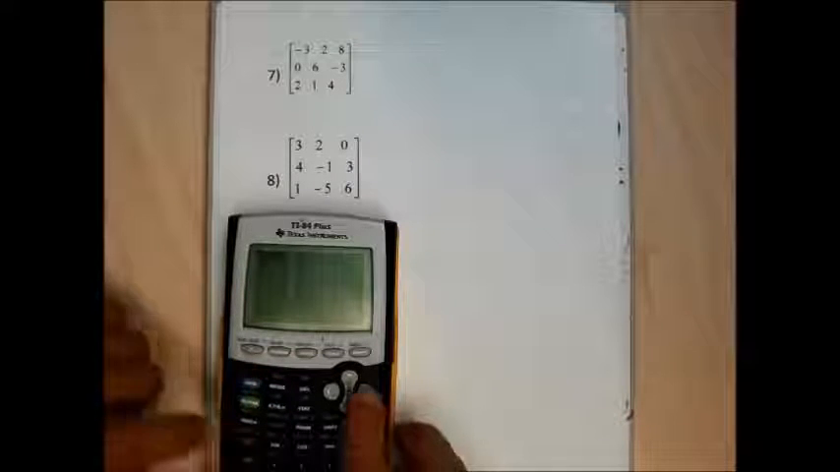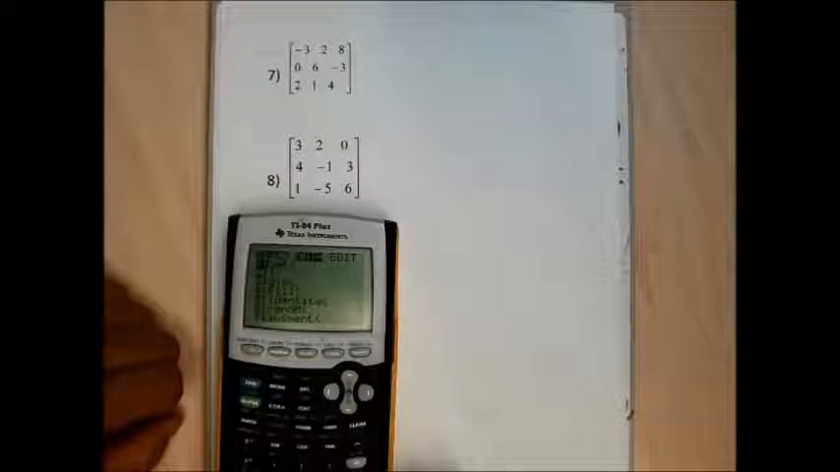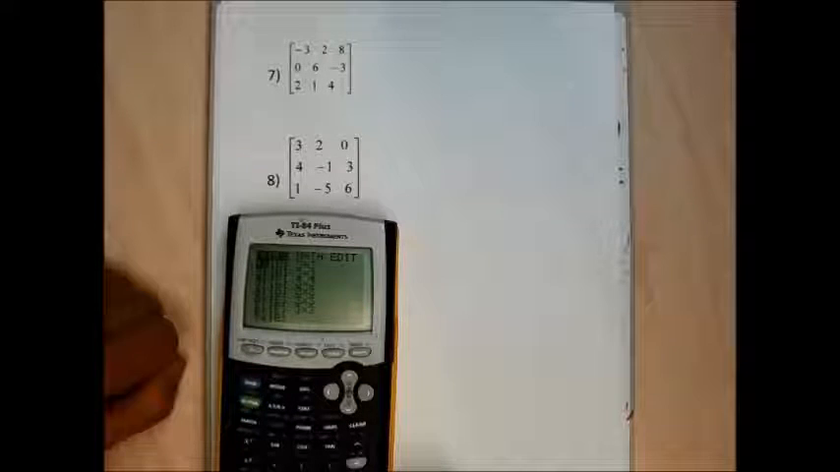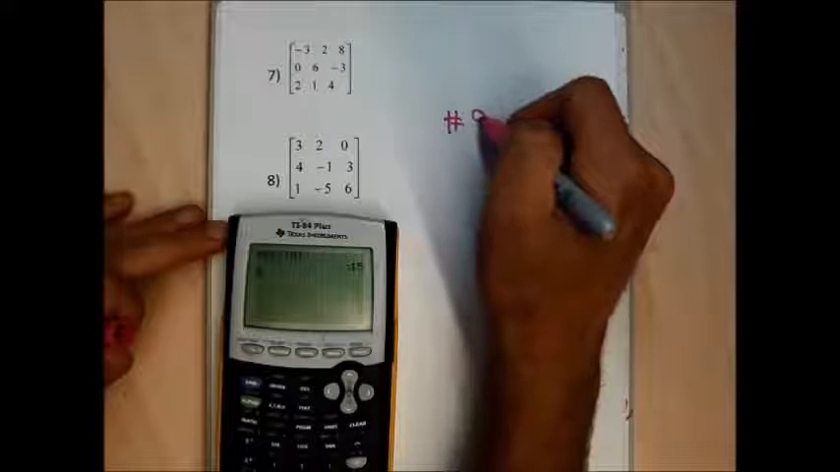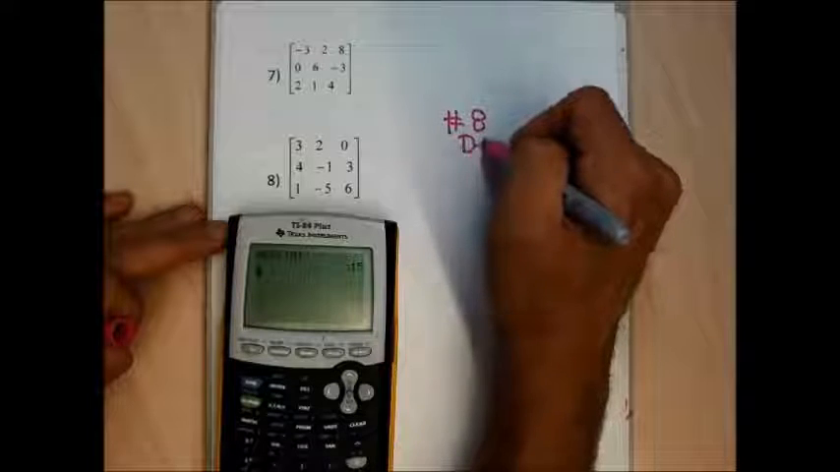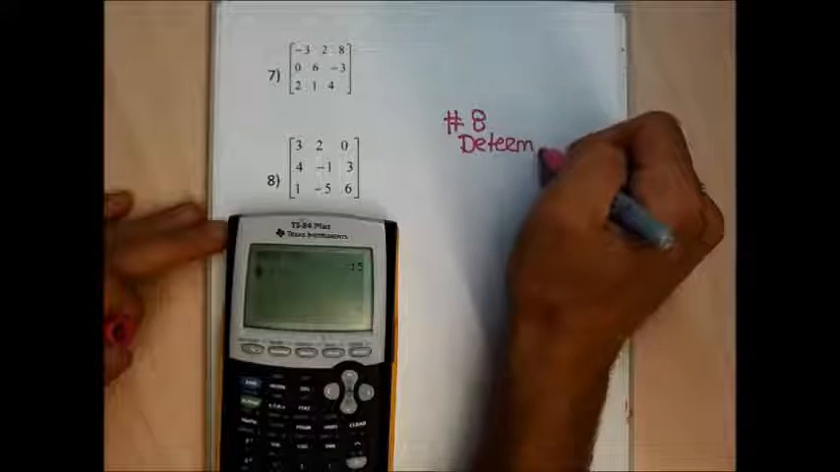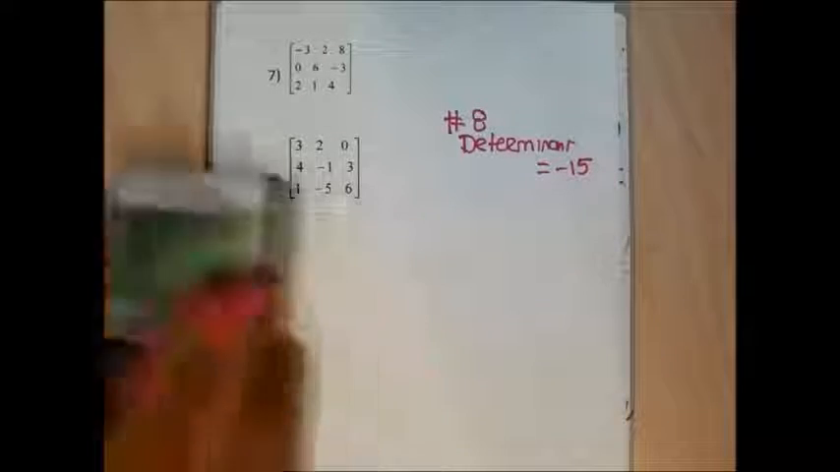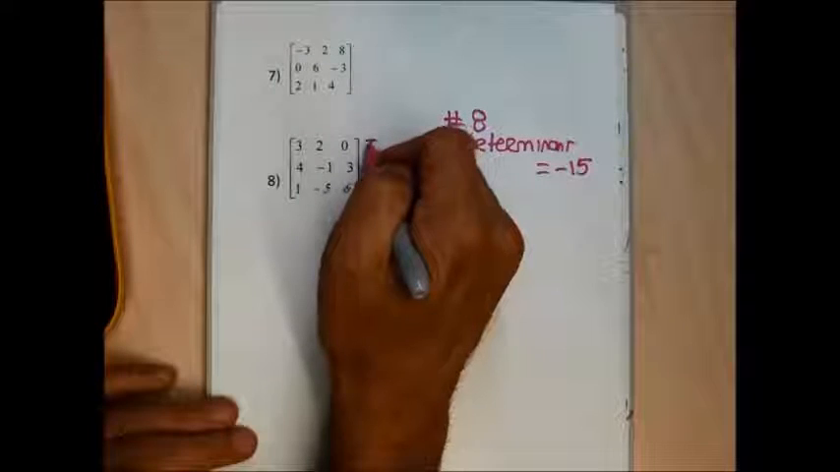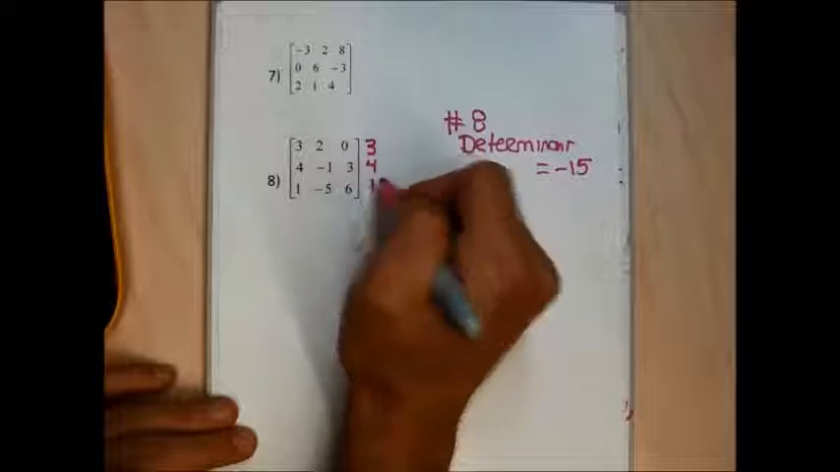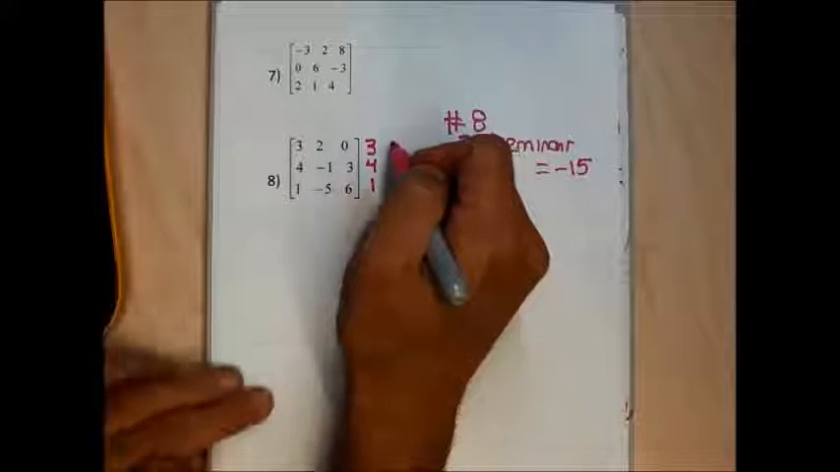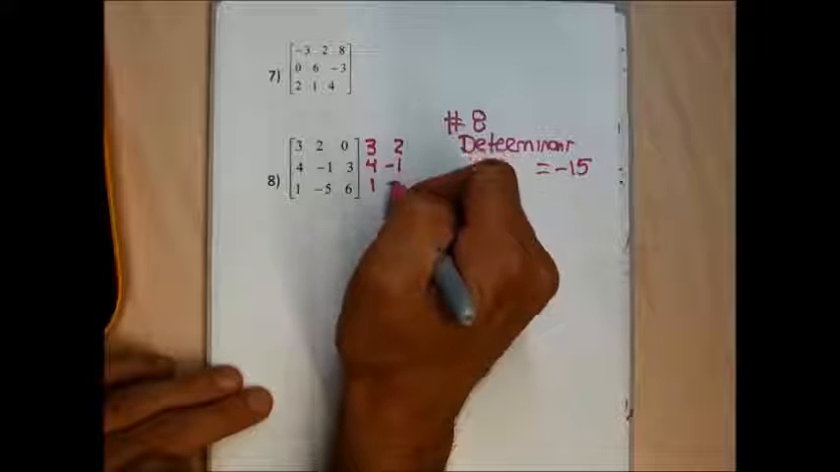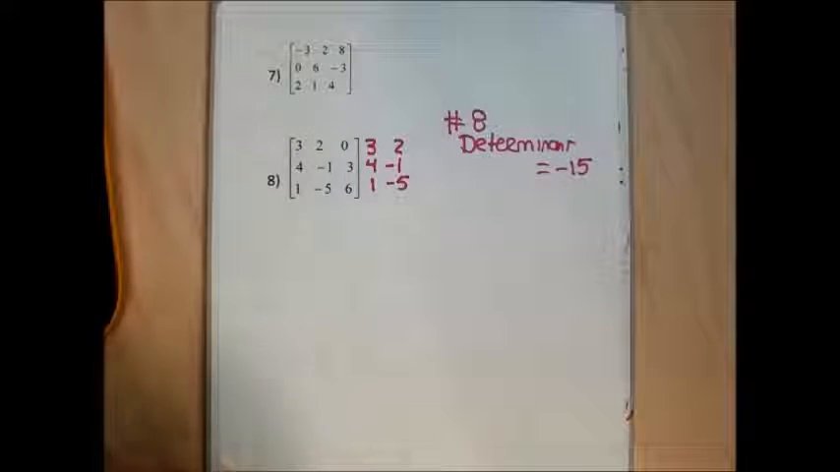Now second matrix, math, DET. Second matrix, names, A, parentheses closed, enter. The answer to number 8, the determinant of that matrix, equals negative 15. If I want to do this by hand, I have to take the first 2 columns and write them down after the matrix. The first column, 3, 4, 1, and the second, 2, negative 1, negative 5.